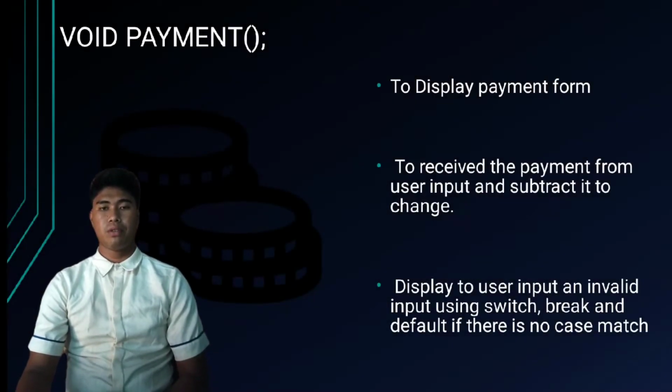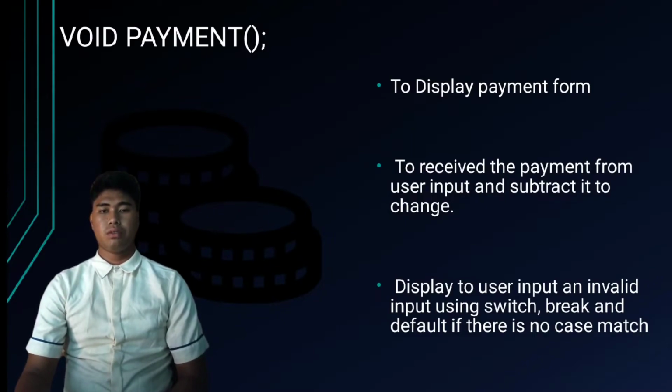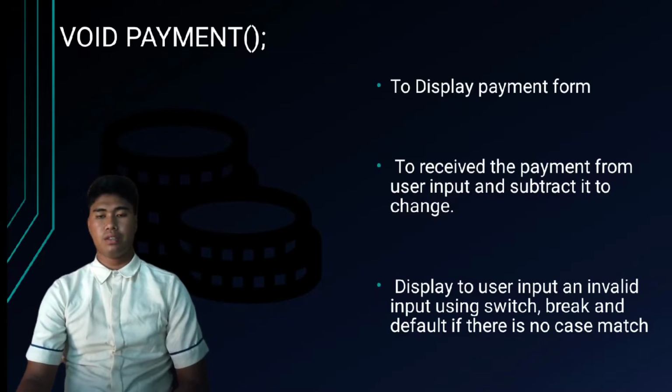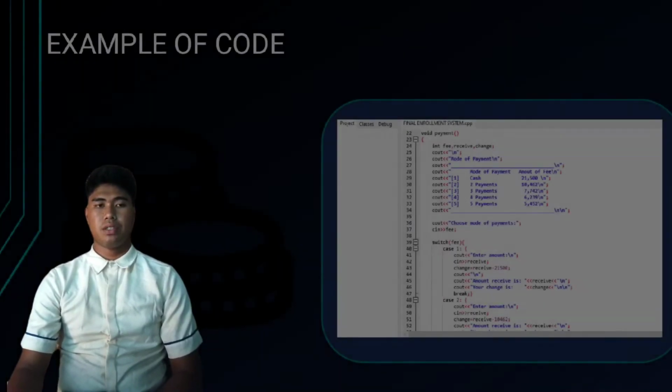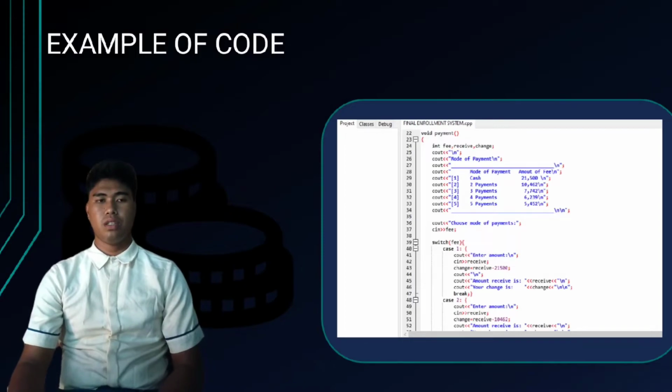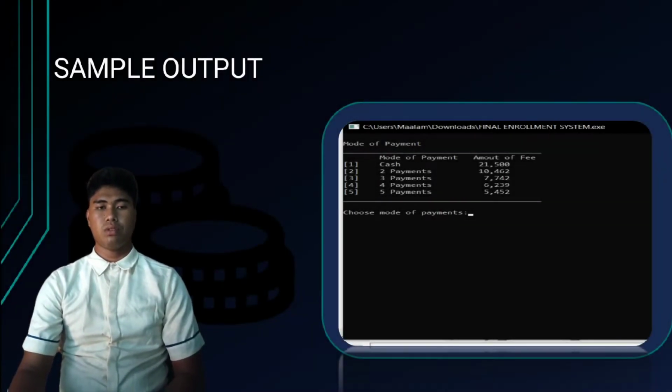Next is void payment, to display the payment form. This is to receive the payment from the user using input and subtract it to get the change. It displays the user input and invalid input using switch, break, and default if there is no case match. This is the example of code and sample output.